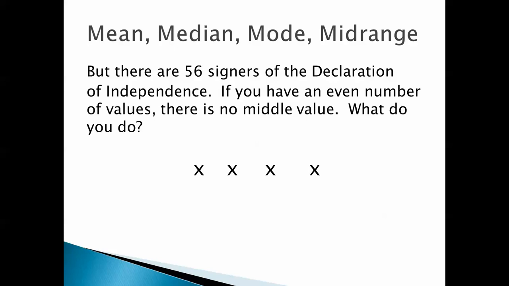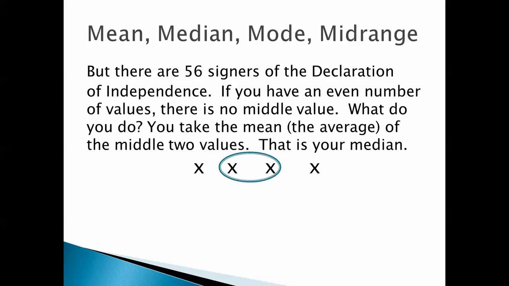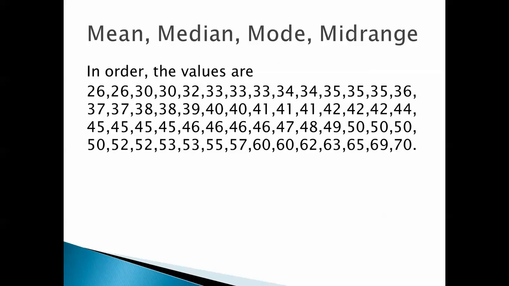Let's say, for example, you had 4 values. There's no middle value. What would you do? How would you define the median, the middle value? Well, you take the mean of the middle 2 values. That is your median. And so that's what we do in this circumstance.